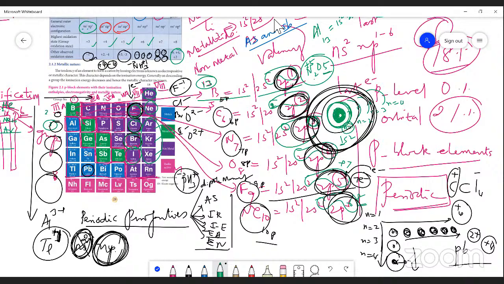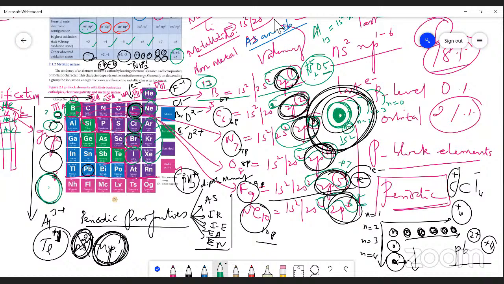For example, boron has a very small size, while as you come down the group, thallium has a greater size. So there are no similarities we could find between boron and thallium. Boron is a metalloid, purely non-metal, but thallium is purely metal, even though they belong to the same group, the same family.